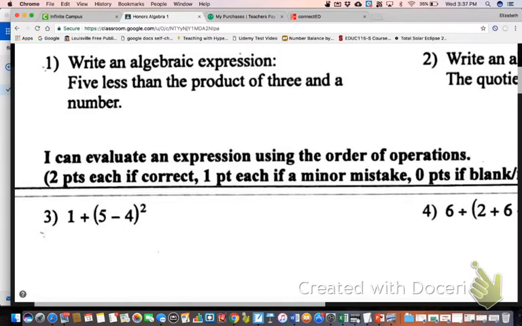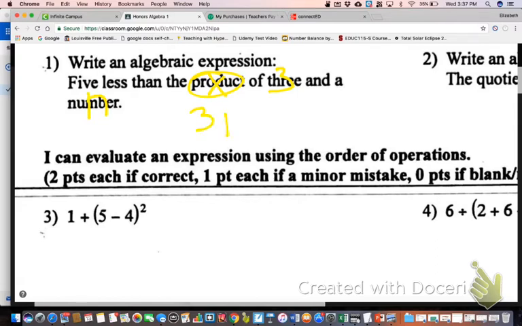Okay, so the first one says write an algebraic expression, and it's the expression 5 less than the product of 3 and a number. Now, I find it handy to annotate right over the top. So first of all, I know that a product means that I'm going to multiply. So I'm going to put a little X there to make multiplication. And I know that obviously 3 is the number 3, and a number, remember that we use a variable. I'm going to use the letter n to represent number. So the product of 3 and a number.